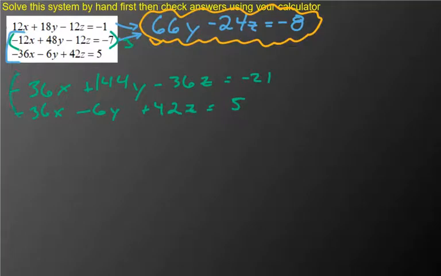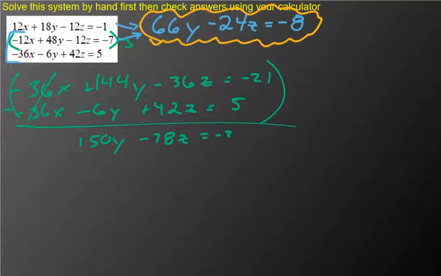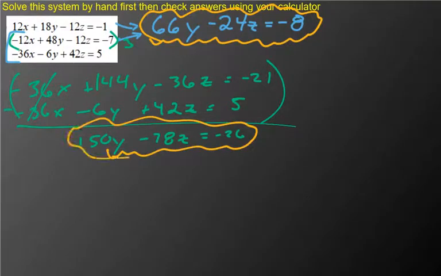Okay, so then I want to subtract these equations to get rid of the x's. Then 144 minus a negative 6 would be 150y. And then negative 36 minus 42 is negative 78z. And then negative 21 minus 5 is negative 26.